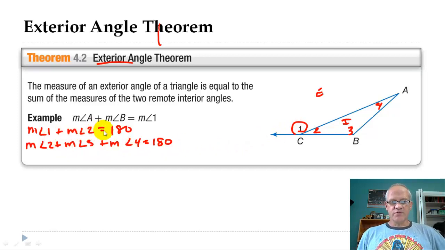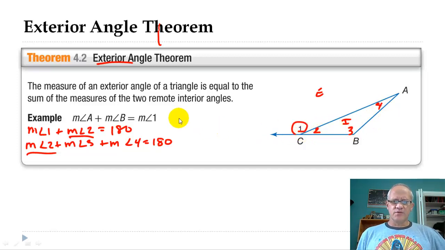And so if both of these things have to equal 180, then look at what's in common: you've got angle 2 here. If you add angle 1 to angle 2 to equal 180, and you add 3 and 4 to angle 2 to equal 180, then angle 3 and angle 4 have to equal angle 1. That's what this theorem is saying: these other 2 angles over here together will equal 1, because 1 has to make 180 with 2 and also 3 and 4 have to make 180 with 2. Okay, does that make some sense?